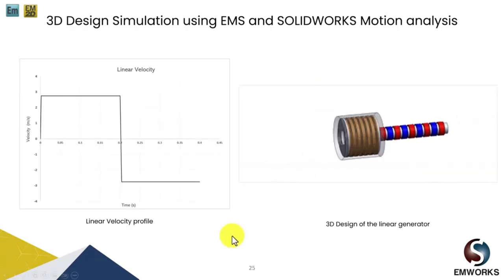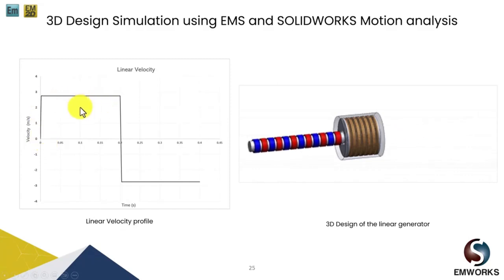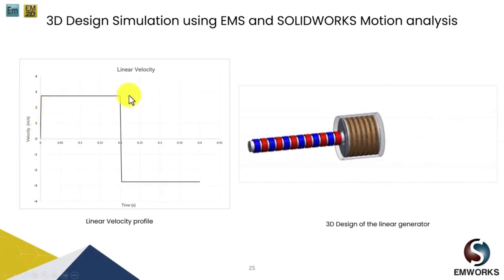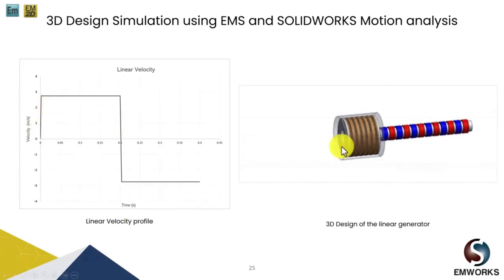Next, we also simulated our tubular motor design using our EMS software, which is a 3D design simulation tool. And as you can see, you can set the velocity either in steps or in sinusoidal form, the way you want to set the linear velocity. So for this, I have set a velocity in positive direction and negative direction, so that you can see a to and fro motion of your linear electric machines.